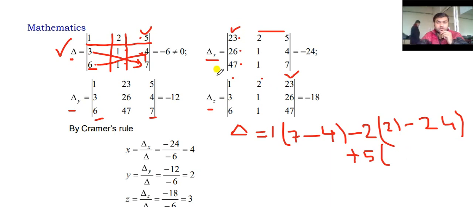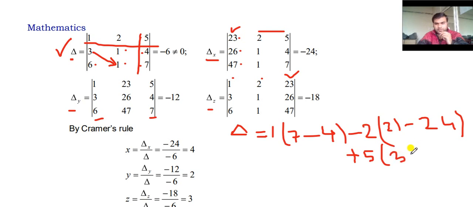So this 5, we have to hide the column in which this 5 element is there. The row and column is hidden, and we multiply this 3 with 1, so 3 1 are 3. Then we write minus 6 into 1, that is 6.